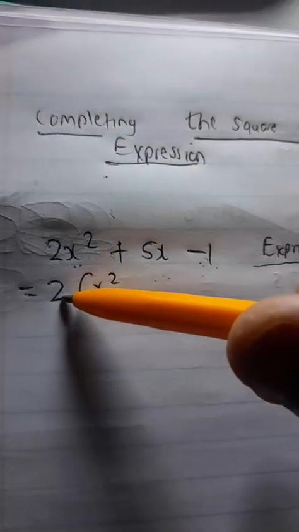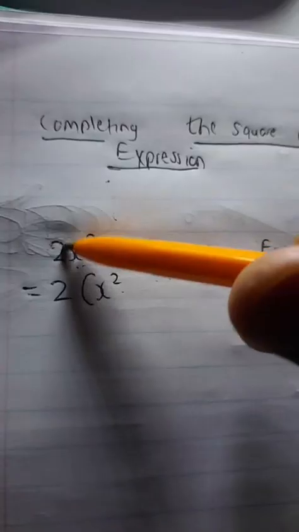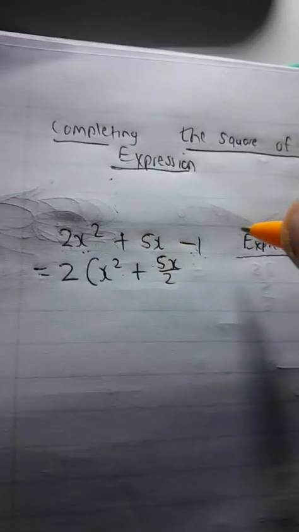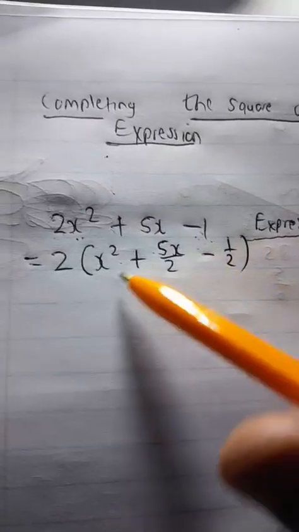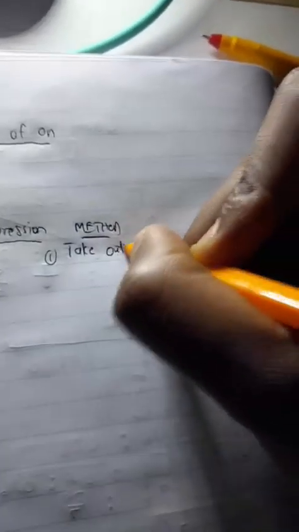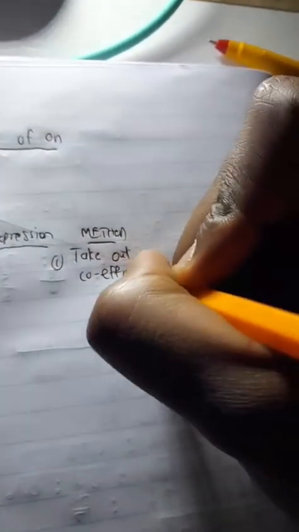So what we do is we take out the coefficient of the x squared term. We always do that. But when we take it out, for the rest of the terms, it means 5x will be written over 2, and then negative 1 will also be written over 2. So we take out the coefficient of the x squared term. Please write that down. If we were saying what is the method, step number 1, take out the coefficient of the x squared term. That is step number 1.